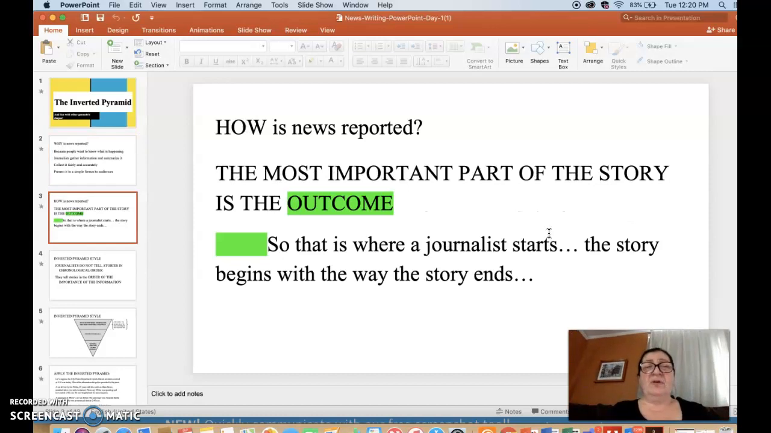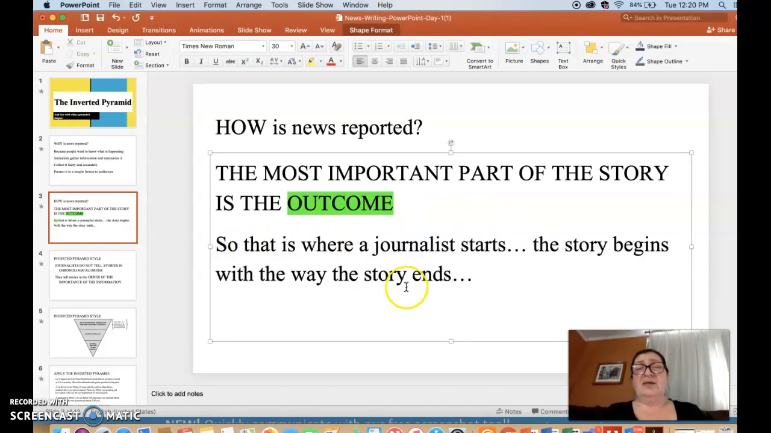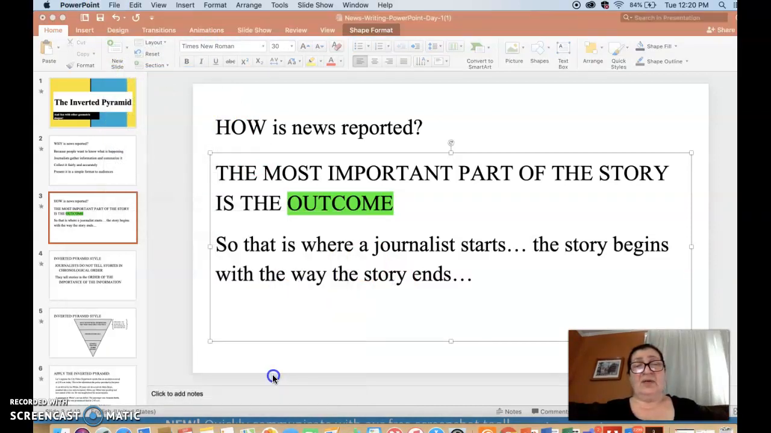How is news reported? The most important part of the story is the so what. How is it affecting us? How is it affecting the audiences? These are the questions we want to ask. So that's where we actually begin. We start with the end, the most important part, the outcome, the so what, the way the story ends.